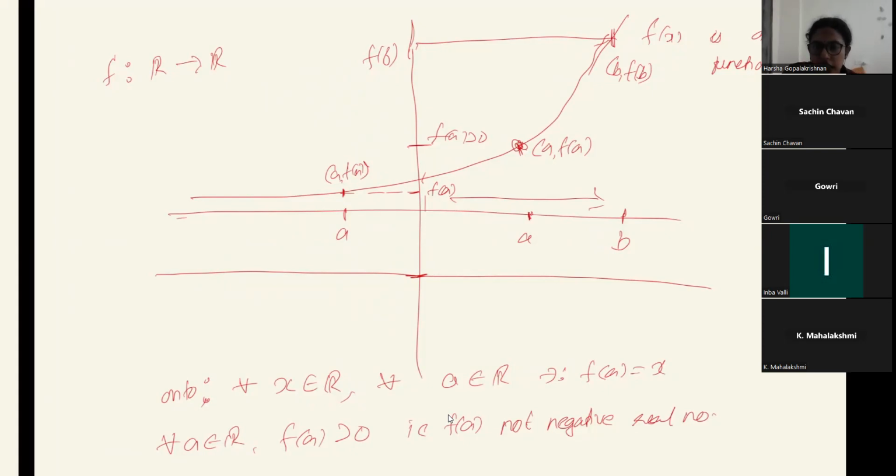The question is, what if the horizontal line does not intersect the function? This is what I was explaining: if the horizontal line does not intersect with the function, it is not onto. Madam, how to check whether the function is onto analytically, without drawing a graph? Sorry, ontoness, right?